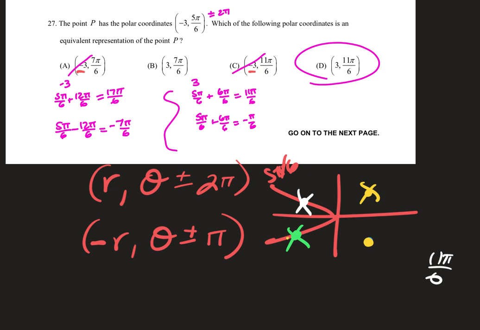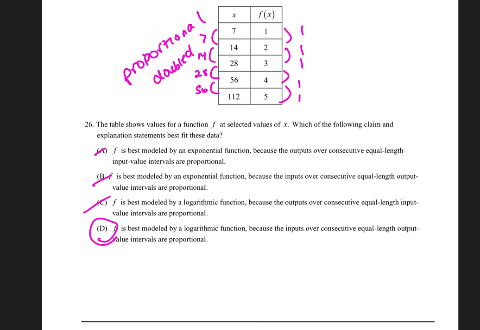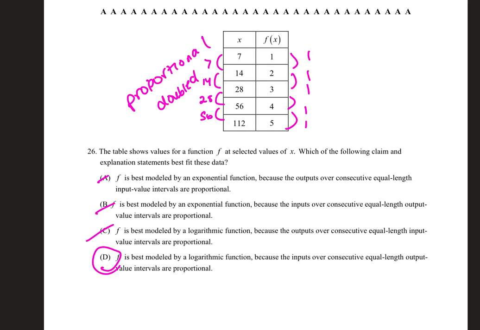For 26, would it just be exponential if it was like... Exponentials if the x values increase by the same amount additively, and the y values are proportional. If your x values are proportional, it's a log. That's the only time that happens. Yep.